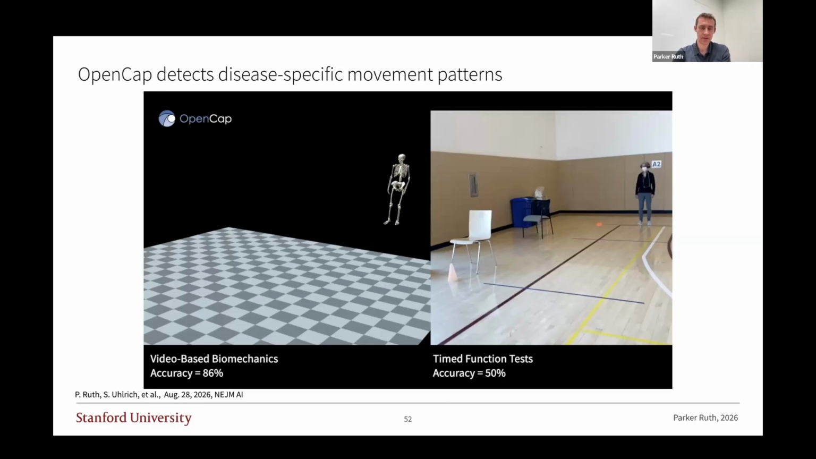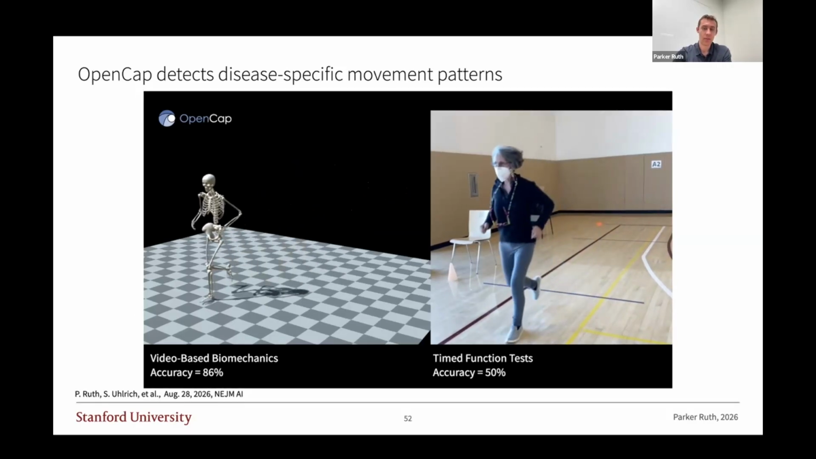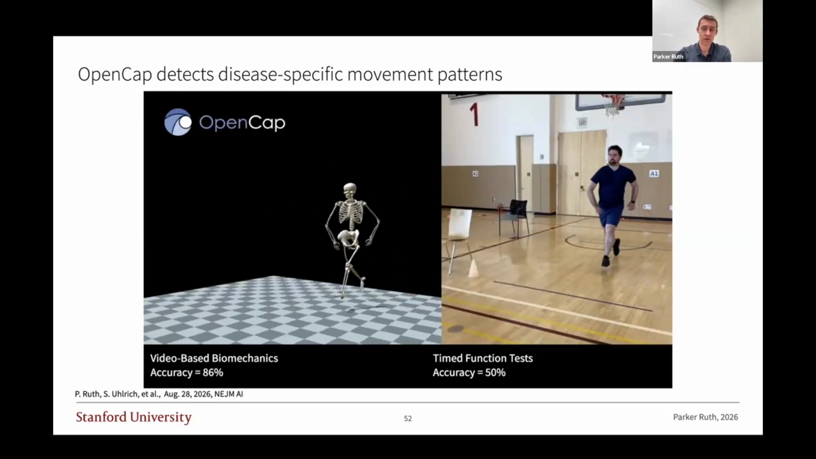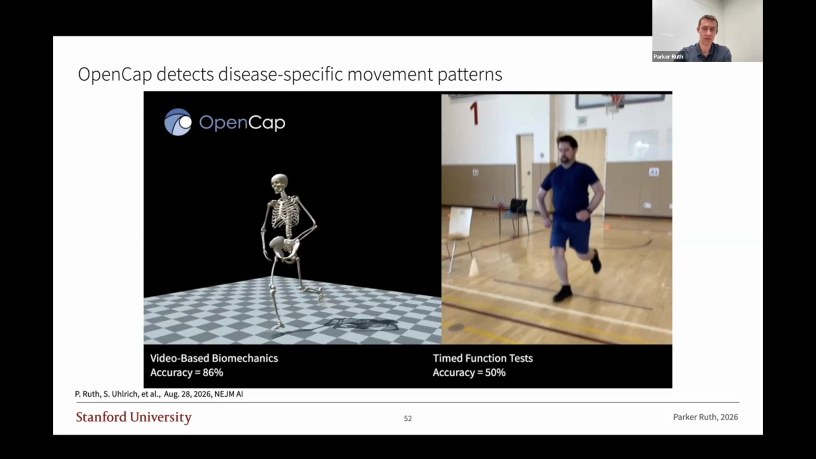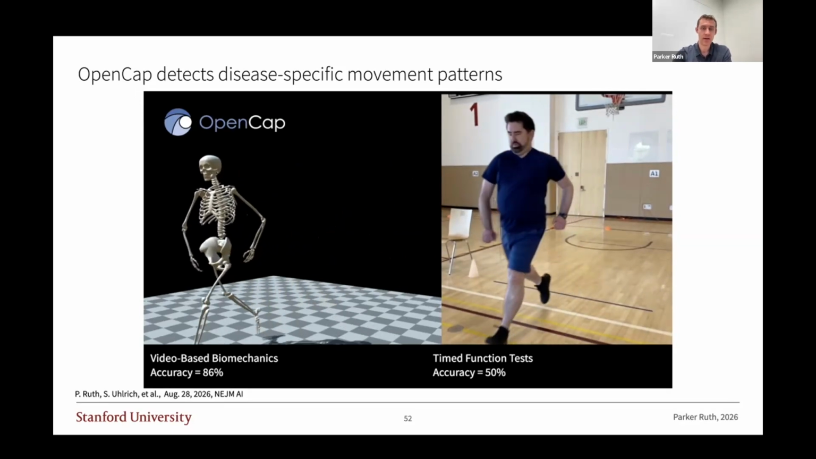Because OpenCap can detect those kinds of unique signatures, it also helps us to distinguish between the diseases. So we did a test where we tried to classify DM versus FSHD just based on the biomechanics features. Looking at the video-based features, that set of 34 heuristic features we extracted, we could classify those 2 diseases with 86% accuracy. Whereas just using the time function scores alone, we achieved an accuracy of 50%, which is just random chance. And so that's showing us we have the ability to distinguish these unique types of movement.